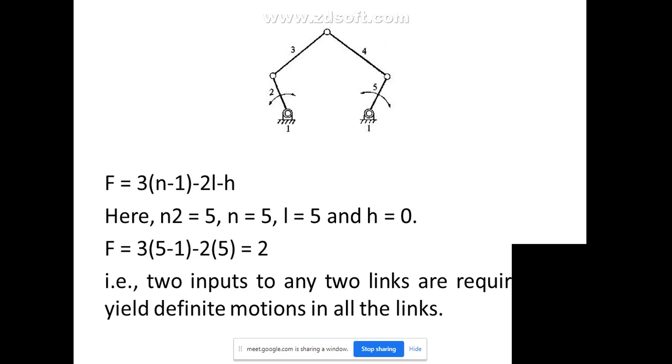Suppose you just see this figure now. In this figure, if I give one definite motion to this, suppose I give only to 2. If I give motion to 2, what will happen? This is going to oscillate in this manner, and it will push 3. And 4 and 5, where will they go? You can't predict it.